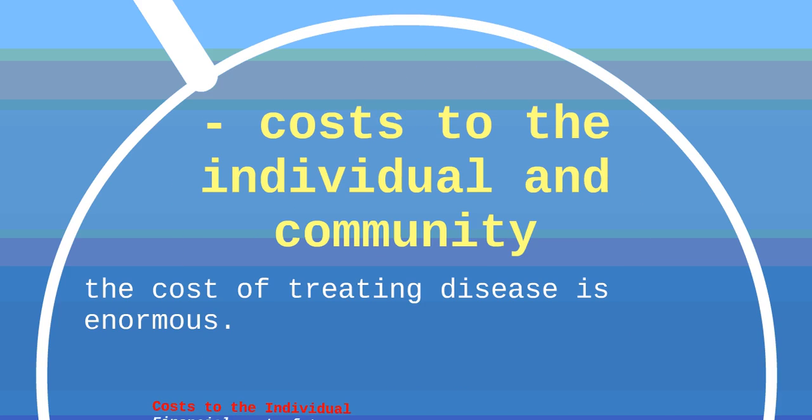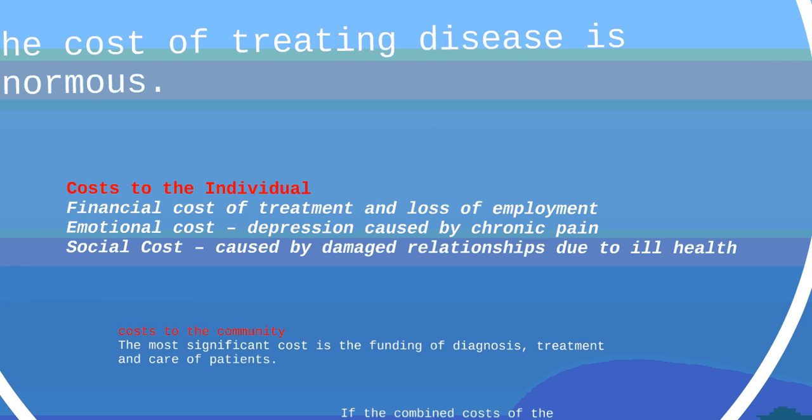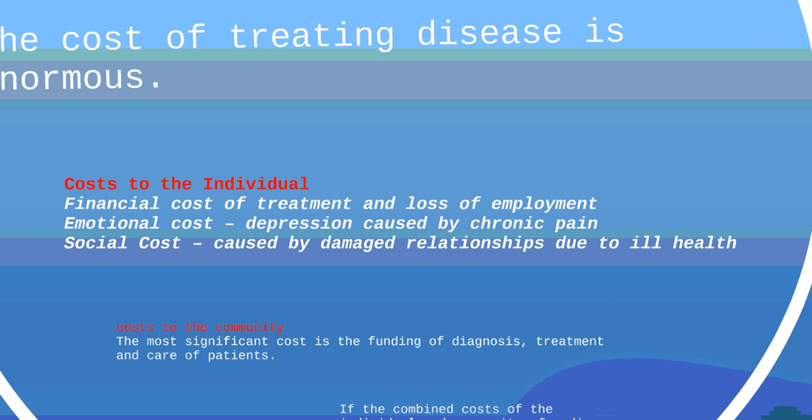The cost of treating disease is enormous, and there are 2 key factors to look at. The cost to the individual. Some examples of this are the financial cost of treatment and loss of employment that the individual may experience while off on sick leave. There's the emotional costs. Often serious illness results in the follow-up disease of depression caused by chronic pain. And finally, social cost. Many relationships, including marriages, suffer the heavy burden brought about by illness in a family.